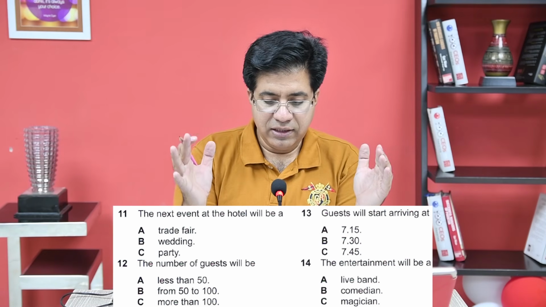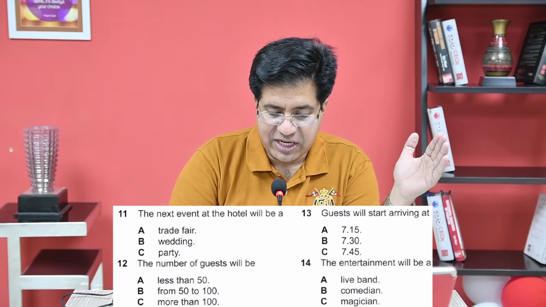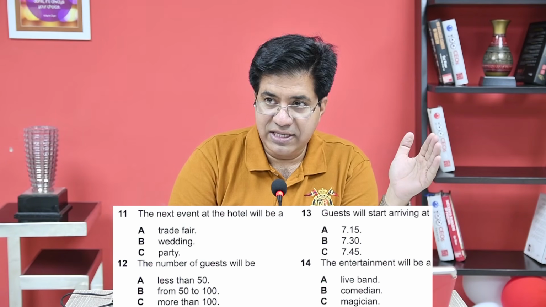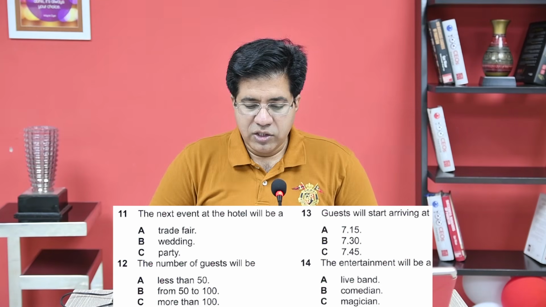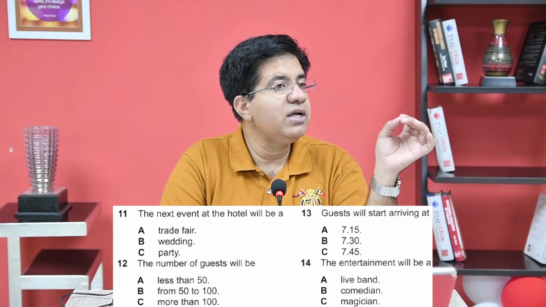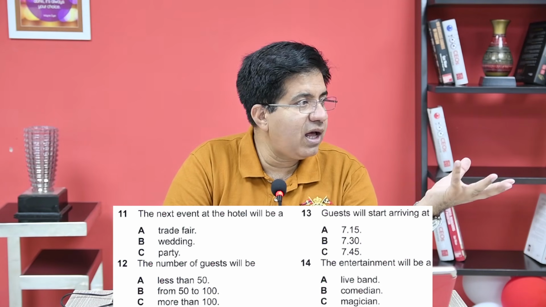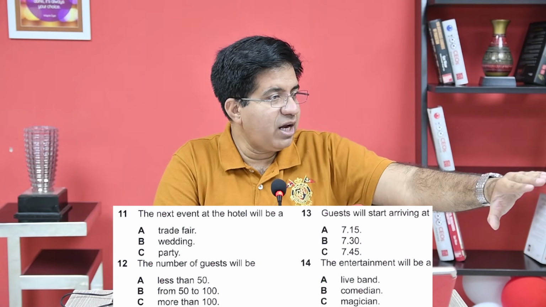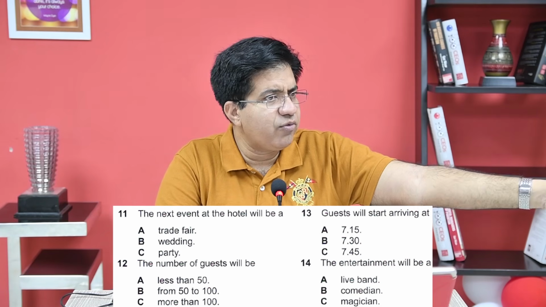By the time the guests are going to start coming, that will be your answer. There are 3 times, 7:15, 7:30 and 7:45. Clear? Okay, so let's see guest. And for guests, they can use the word first people. First people are the guests, they start coming, right? First people will start arriving at 7:30 or whatever, right?